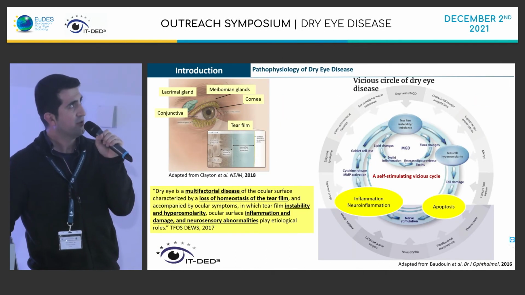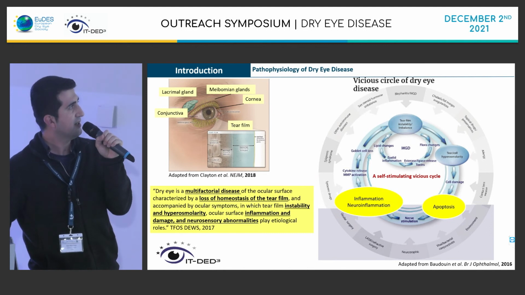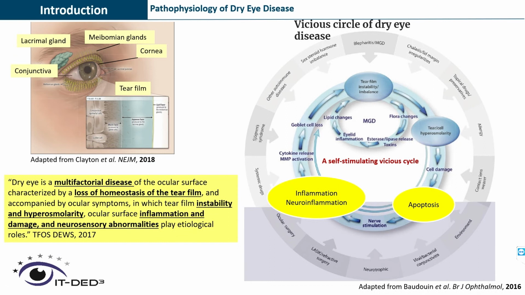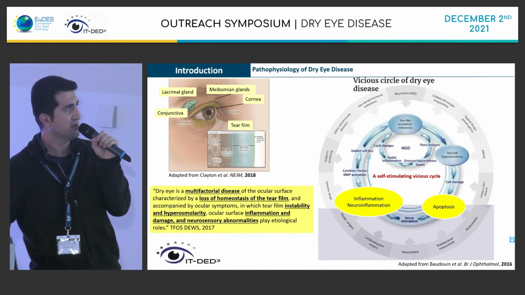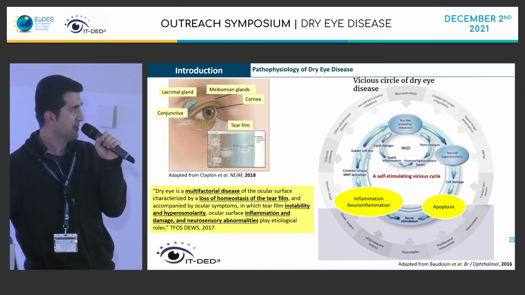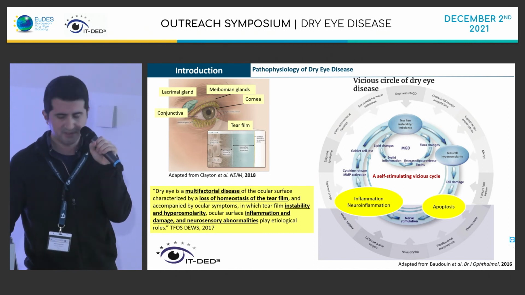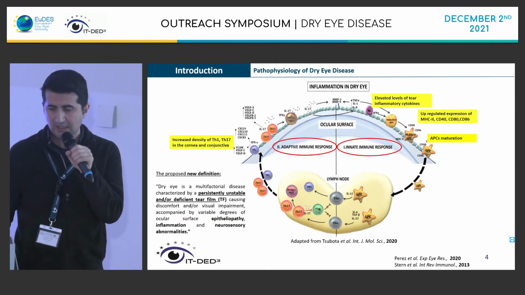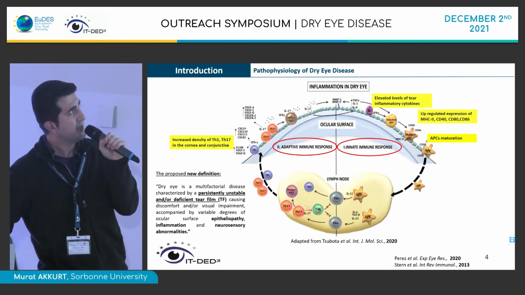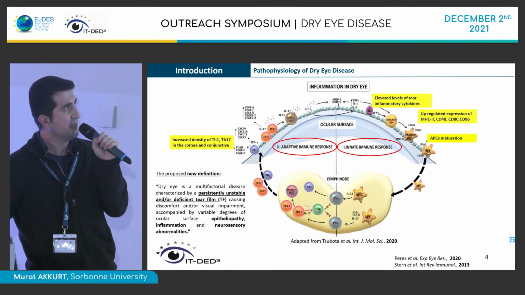So before starting my work, I want to briefly introduce dry eye disease. As you can see, it's a multifactorial disease, and many factors and conditions can start this self-stimulating vicious circle. Inflammation and neurosensory abnormalities are the main characteristics of the disease. Inflammation is the main mechanism of dry eye disease, and both the innate and adaptive immune systems are involved.